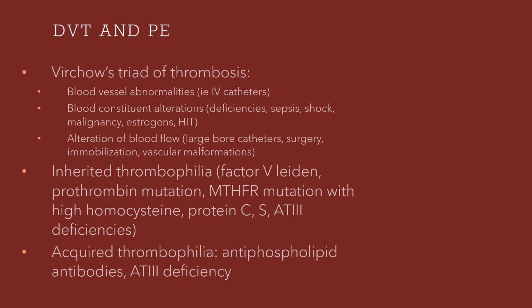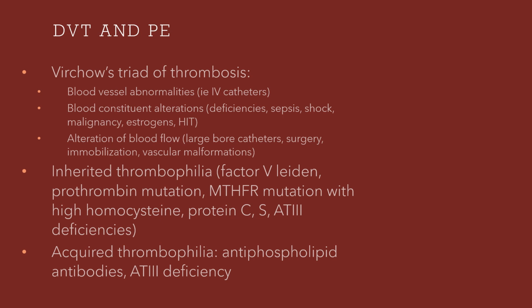Virchow's triad of thrombosis is blood vessel abnormalities. So if a patient has an IV catheter put in and that causes problems with the vessel, you may see thrombosis. Then there are alterations of the blood constituents, so the deficiencies that we talked about, or in cases of sepsis, shock, malignancy, estrogens, or heparin-induced thrombocytopenia. So vessels, constituents, and then the flow of the blood. So if you have a large bore catheter where the blood is more static, patients who are immobilized, patients with vascular malformations, or patients who have undergone surgery, that can predispose patients to thrombosis.